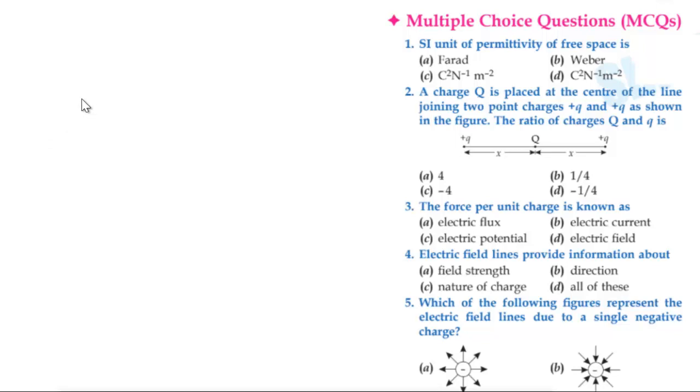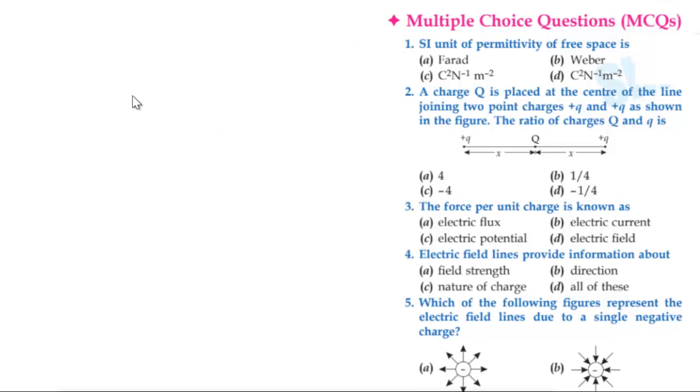In today's video, we are going to discuss some of the MCQ questions from the chapter Electrostatic Field and Electric Charges. The first question is: the SI unit of permittivity of free space is?